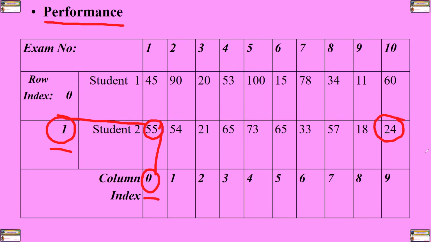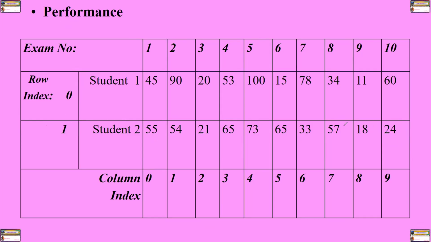The other one is 100, or the second one is 24. So you can see that 24 here is in the second row. Remember, this is first row, this is second row. So 24 is found in index number 1 for the row, meaning row number 2.